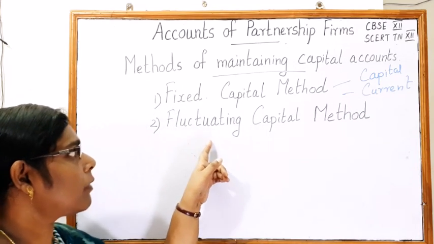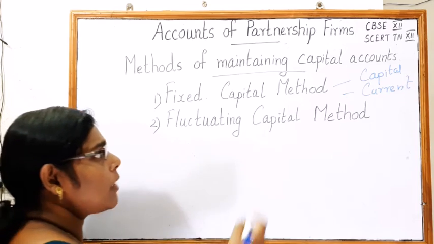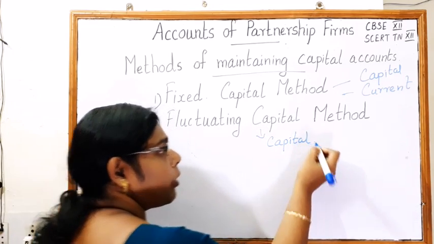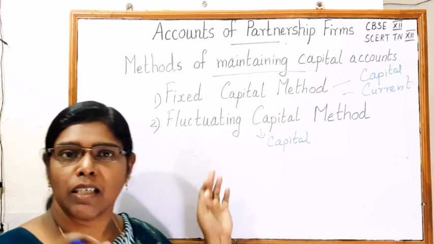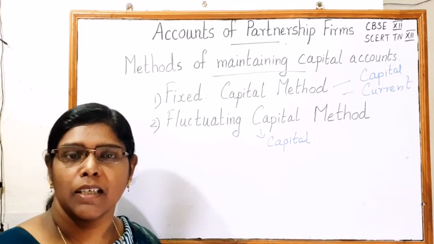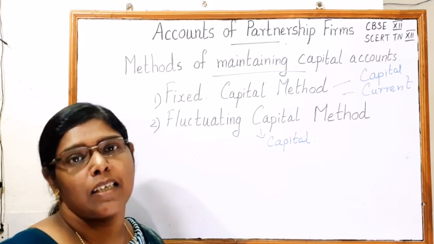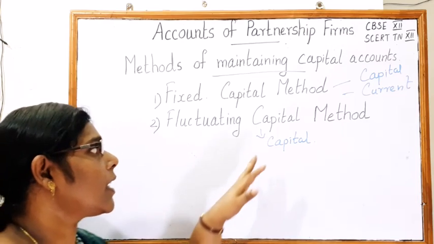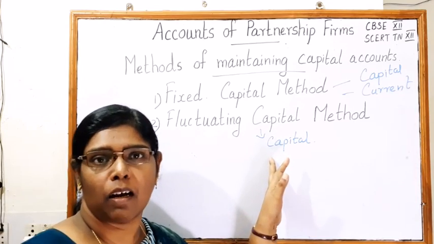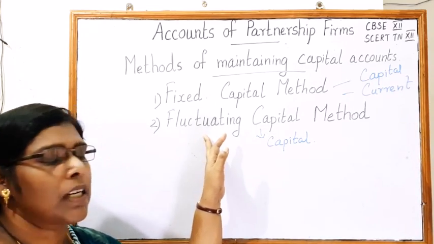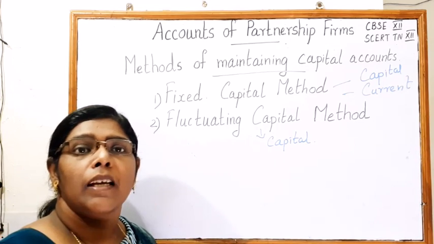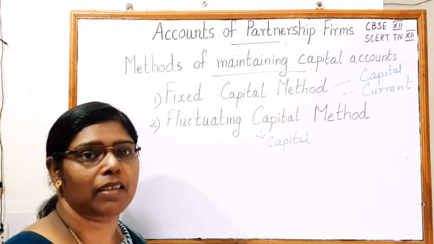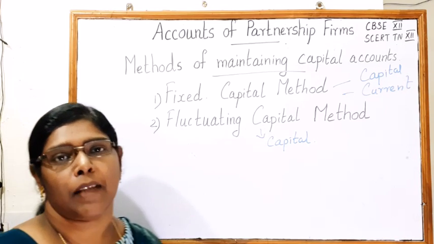And when we come to the fluctuating capital method, we maintain only the capital account. So the original capital introduced, additional capital, and also all the adjustments, interest on capital, interest on drawings, everything is put in one account under the fluctuating capital method. So the value varies every year. That's why we call it the fluctuating capital method.